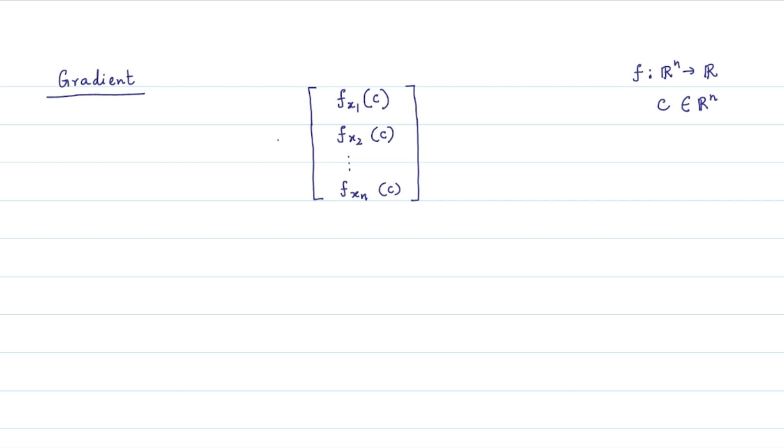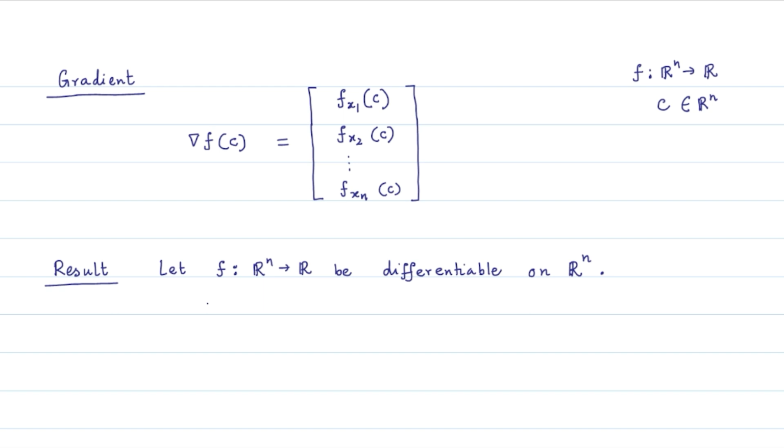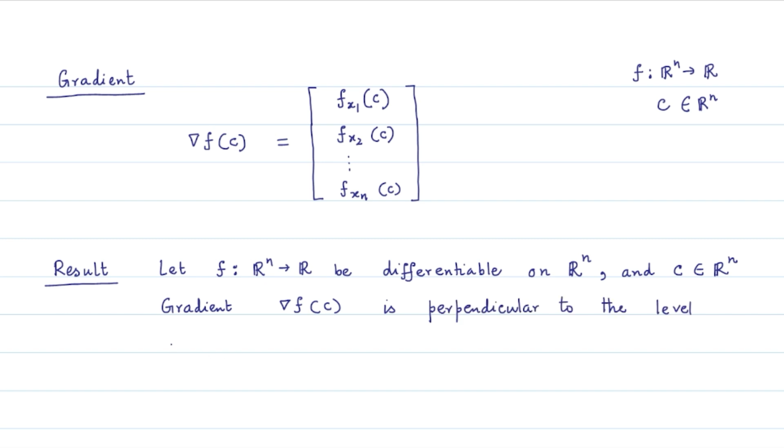We denote this vector by nabla f at C and call it the gradient vector of the function f at the point C. We can find that for a differentiable function, say f, the gradient vector of the function f at any point C in Rn is perpendicular to the level curve or level surface of the function f that contains the point.